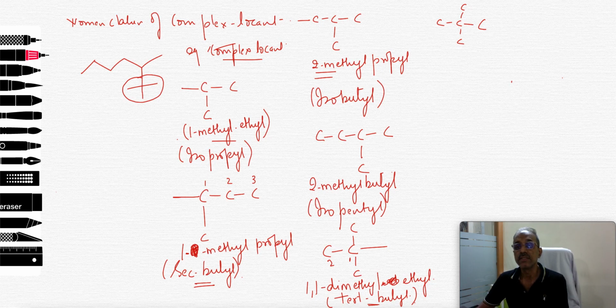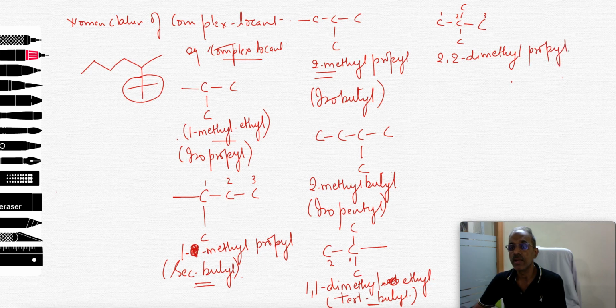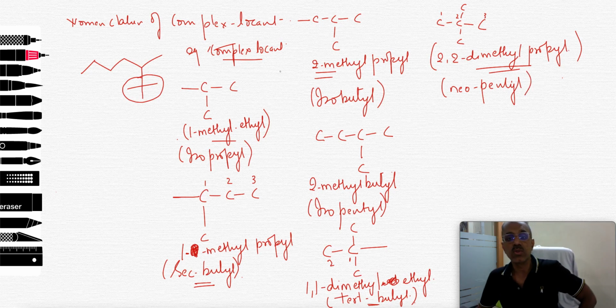Now, this is 1, 2, 3. This is 2,2-dimethyl propyl. 2,2-dimethyl propyl is known as neopentyl. Just make a note of it.